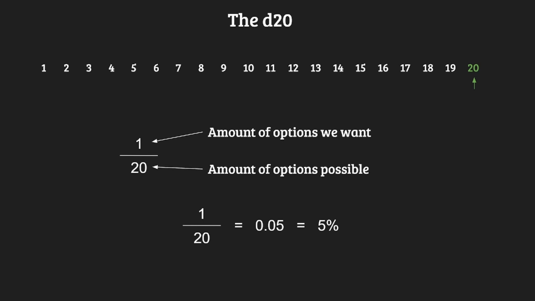So we just do this as a fraction, which is in fact going to be some division. There's the amount of options we want, which is 1, and the amount of possible options, which is 20 different options. That means that on a 20-sided dice, we have 1 out of 20, or 0.05, or a 5% chance to roll the 20.